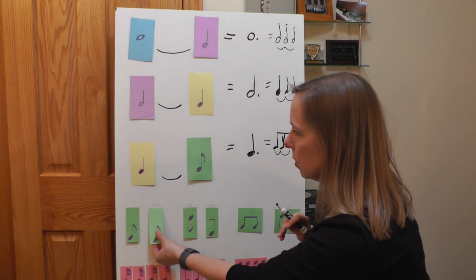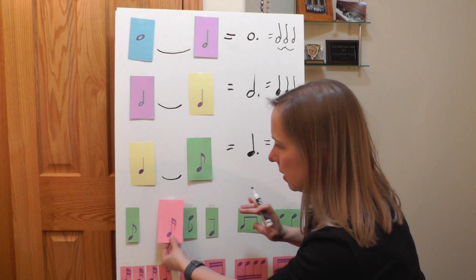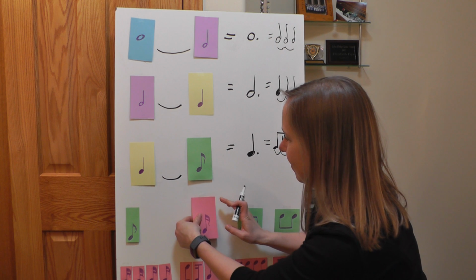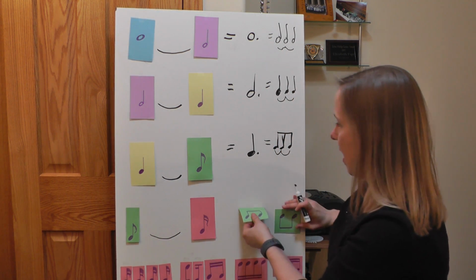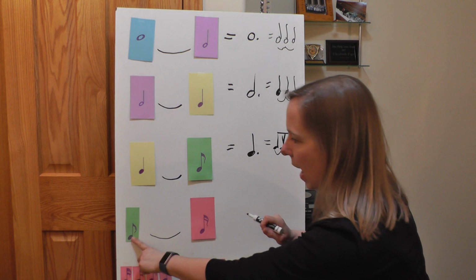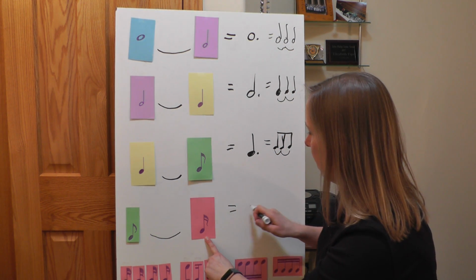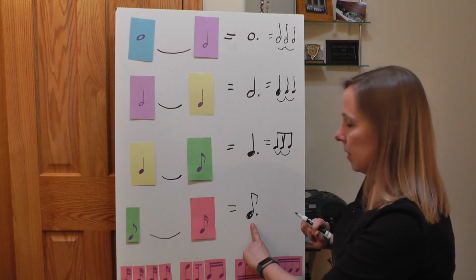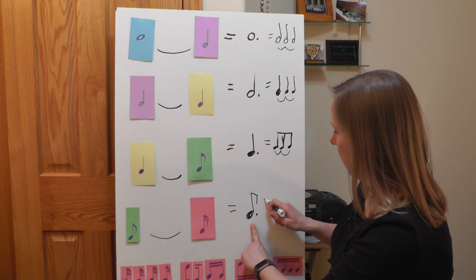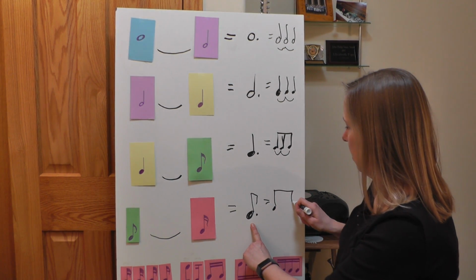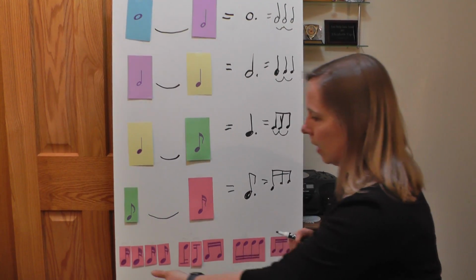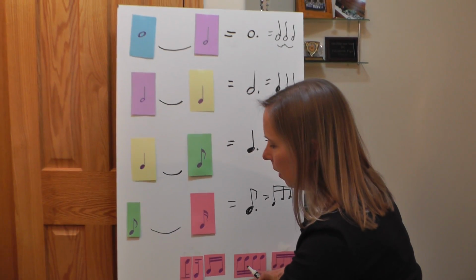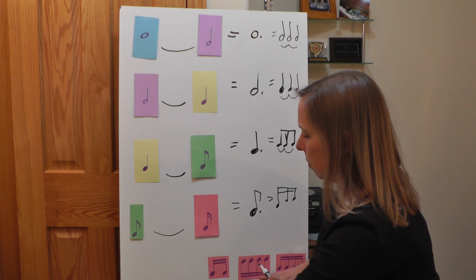And the last one that we use is the eighth note tied to a 16th note. And that half a beat plus a quarter of a beat looks like this. It's 3/4 of a beat. Same thing as this.